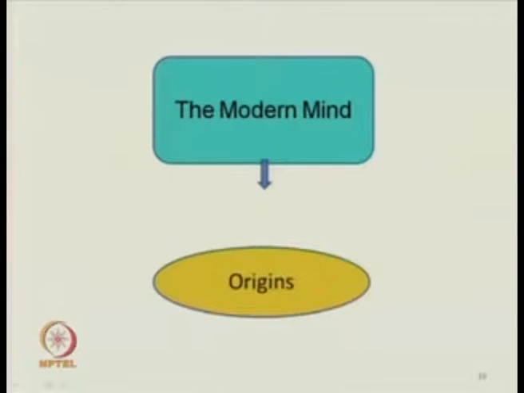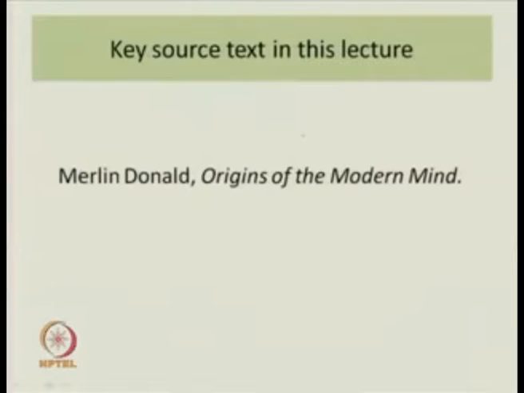Fine. So the topic of discussion now is, as we saw, the modern mind, and I think it's fitting that this is the next lecture in our series: the modern mind and its origins. The key source text in this lecture is by Merlin Donald, his work The Origins of the Modern Mind. Let me add a caveat here. It is not that this is the only narrative of the origin and development of the modern mind.